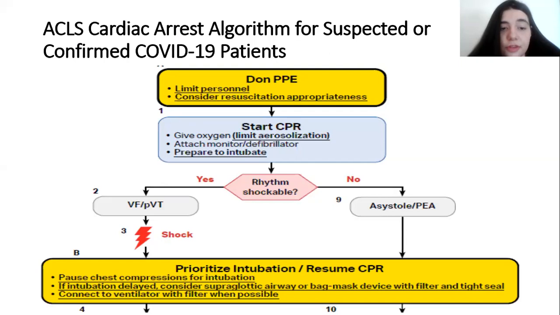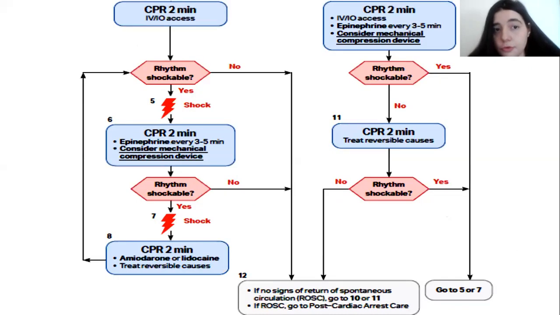So if the patient has a shockable rhythm, as we said before, continue CPR for 2 minutes. You have to have access, of course, and check the rhythm. If it is a shockable rhythm, then shock and continue CPR, give epinephrine every 3 to 5 minutes, consider a mechanical compression device, of course, to reduce exposure, and also continue to check the rhythm. If it's a shockable rhythm, CPR for 2 minutes, amiodarone or lidocaine to treat. And of course, if you have known reversible causes, you have to treat them also.